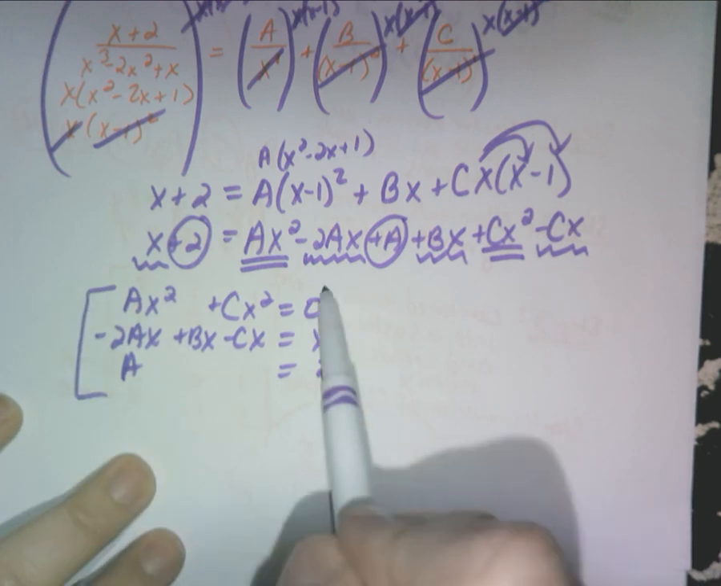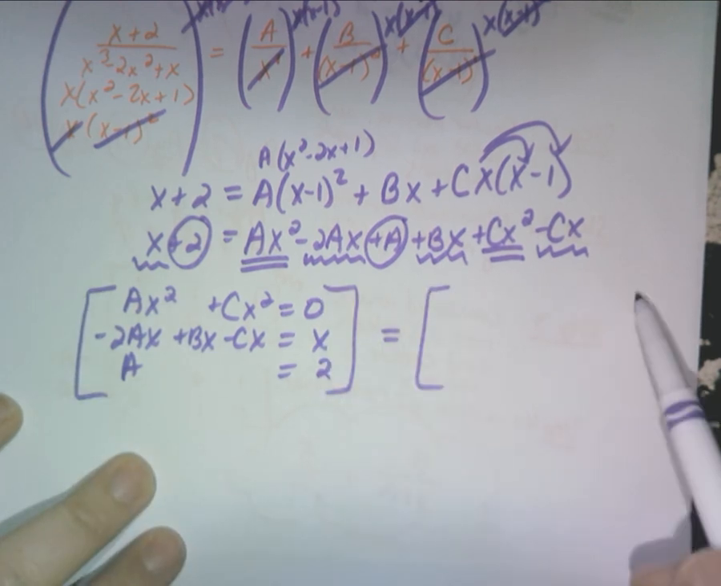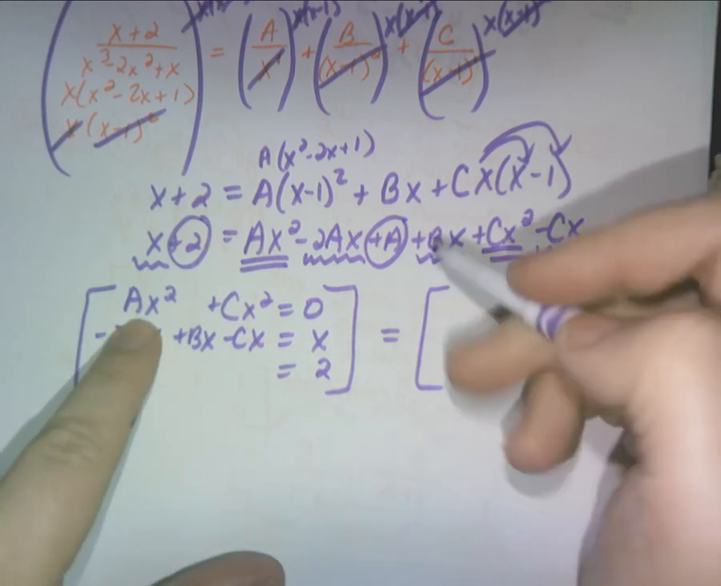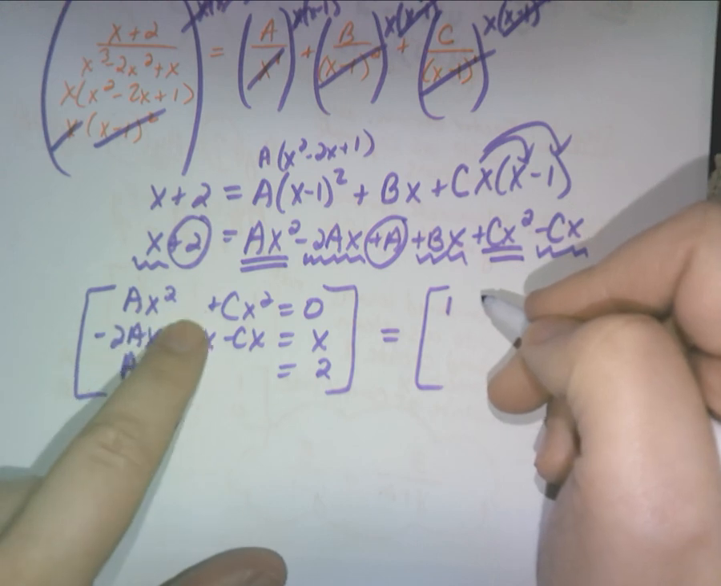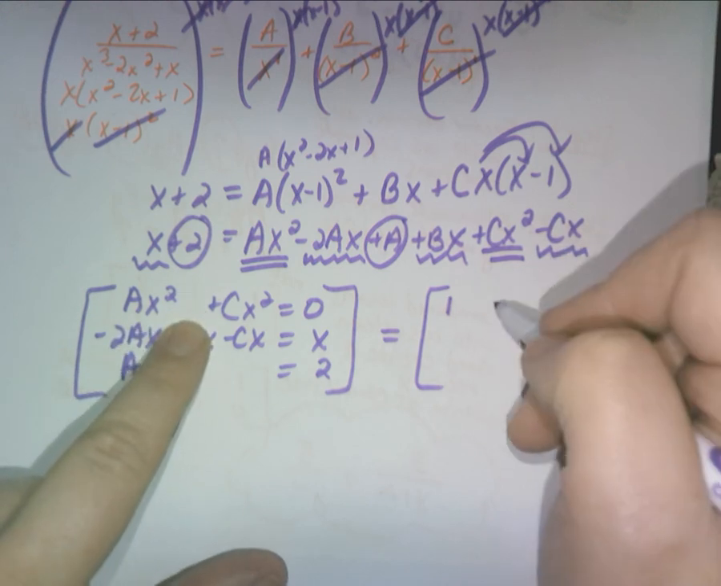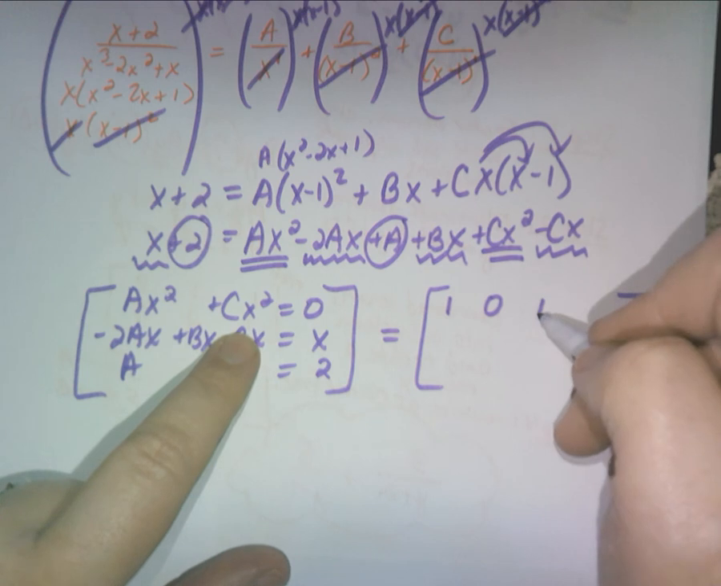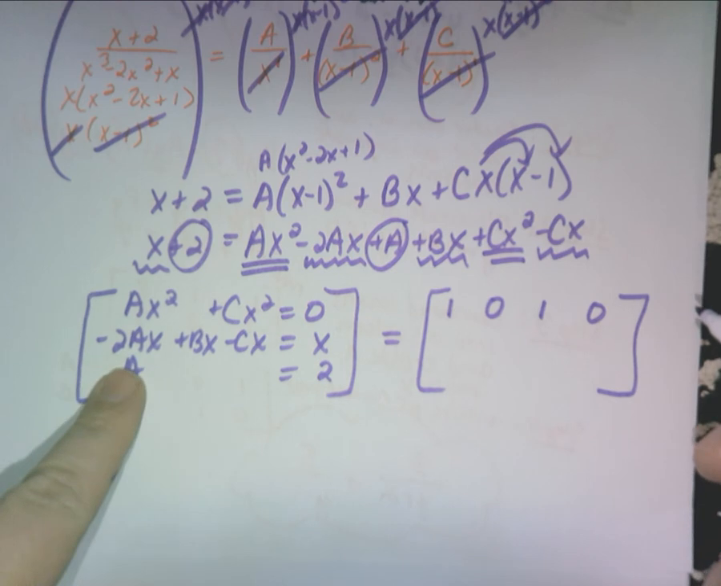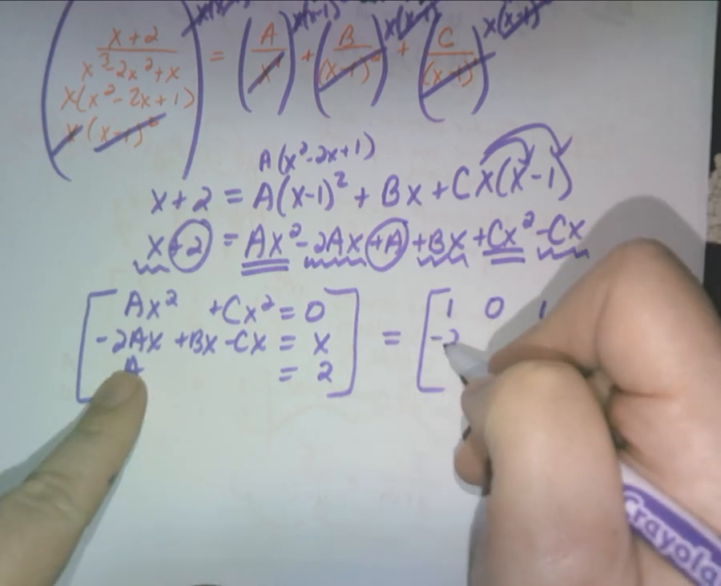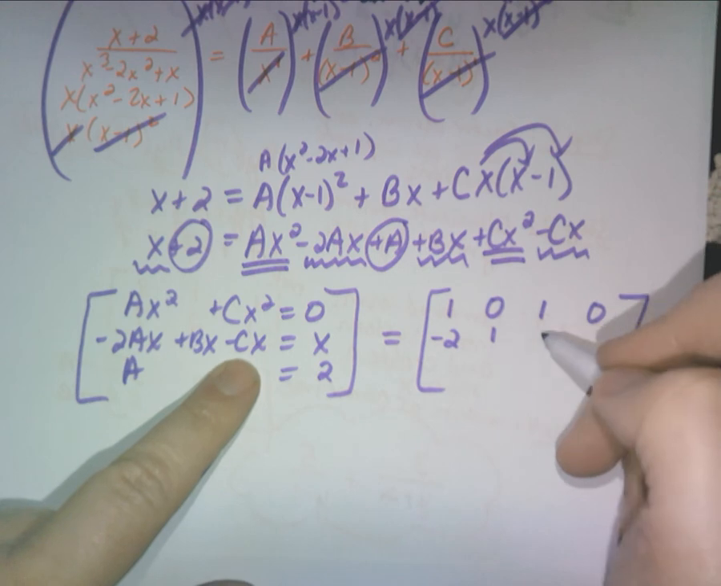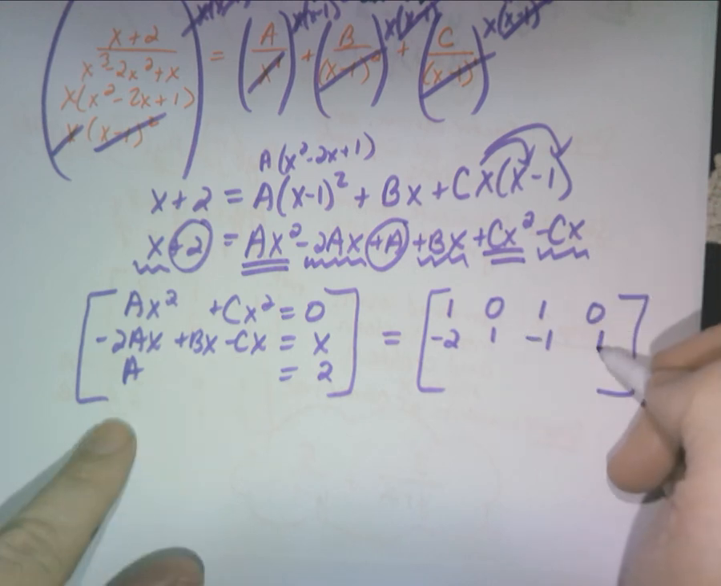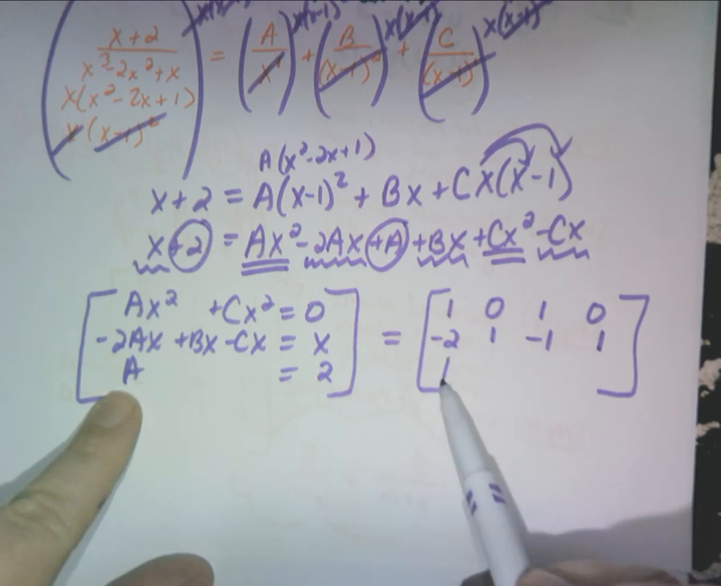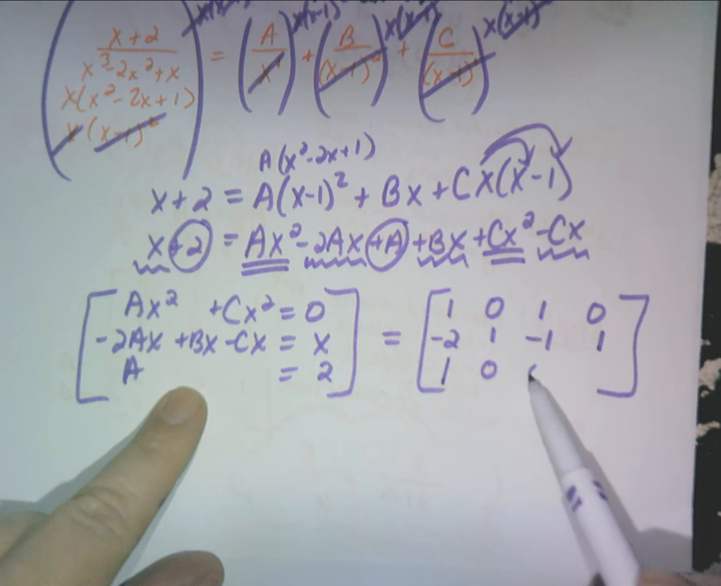All right, now you need to write this as a matrix. What would be my matrix top row numbers? I have 1ax squared. Do I have any x squareds for b's? No. 0. 1cx squared, 0. 1, 0, 1, 0. What would be the middle row? That one's easy. Negative 2, 1, negative 1, 1. And then what would be my last row? 1. Do I have any b's or c's? 0, 0, 2.